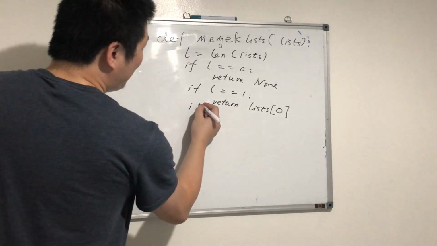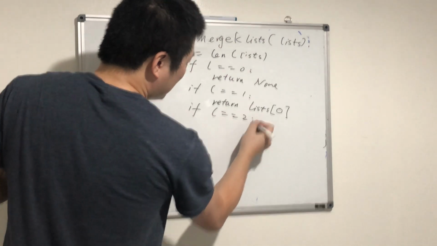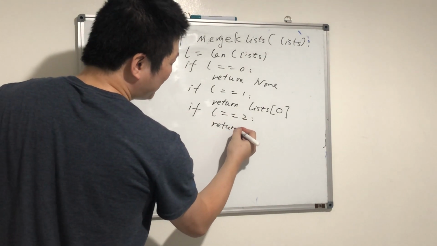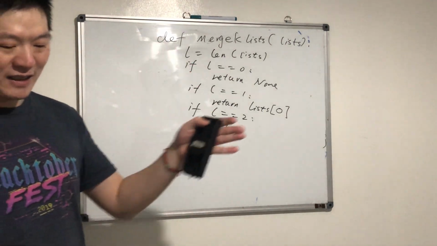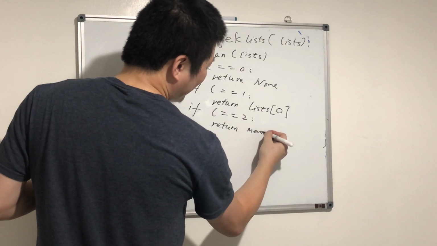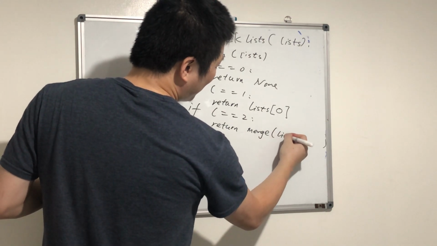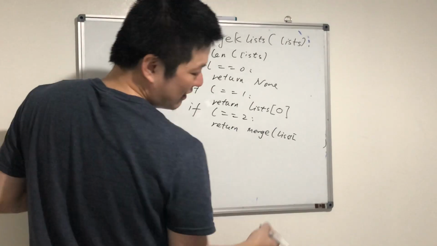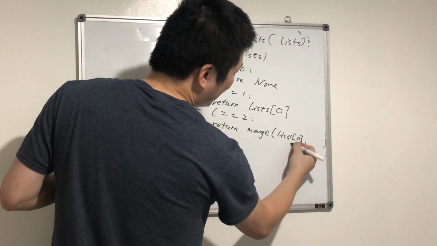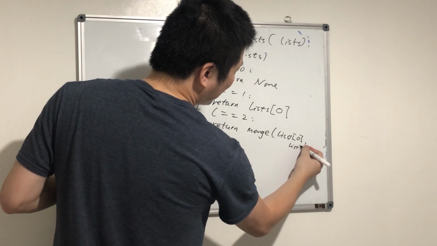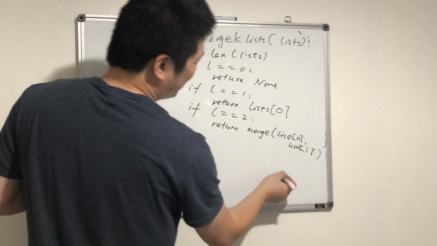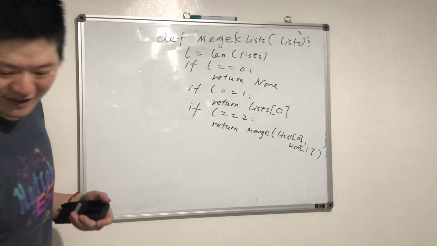Okay. If length equals 2, return what? We have only 2 linked lists, so we can just merge them, yeah? Remember, we have this merge function. So what should I put here? List 0 and list what? 1, yeah, because the first list and the second list.